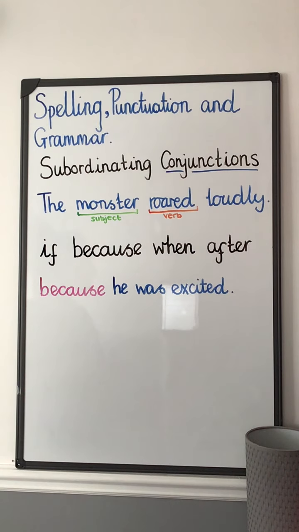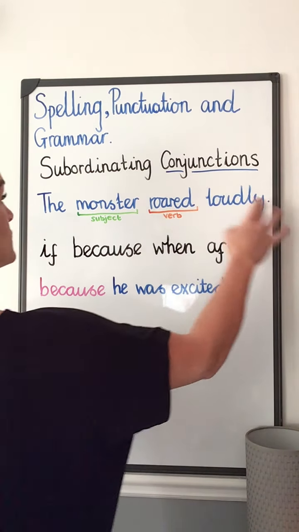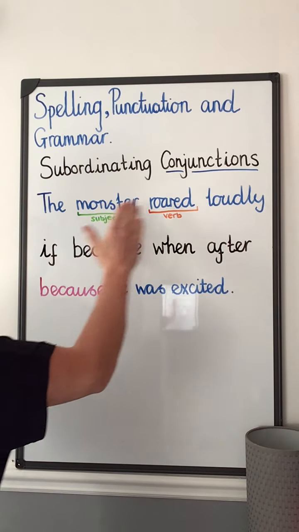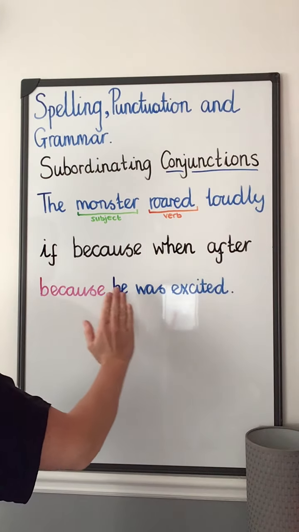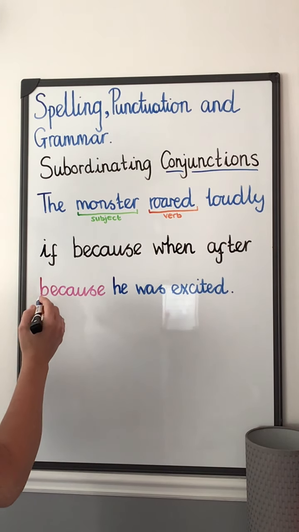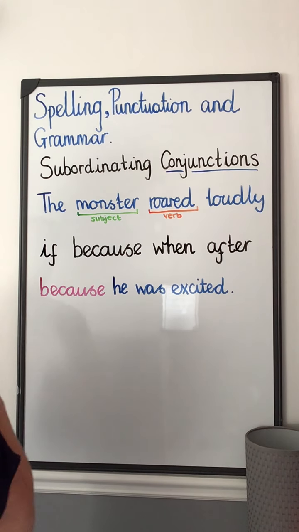Now here I have extended my main clause. So if this was all together, we would lose the full stop and we would have the monster roared loudly because he was excited. Now you can see there our subordinating conjunction, because.